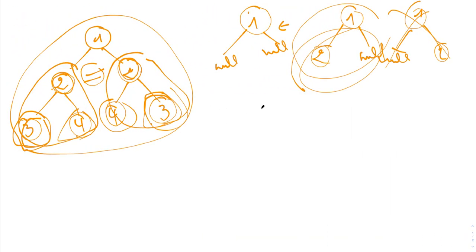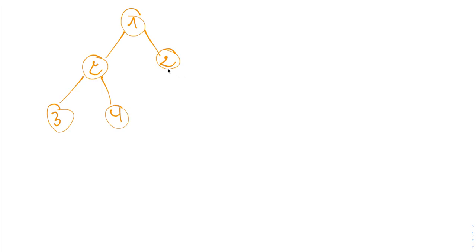Now let's see the iterative version. I'm going to draw the tree again. We have 1 here, we have 2, we have 2 again, we have 3, we have 4, we have 4, and we have 3. Now the iterative approach. The iterative approach is that we're going to traverse our tree level by level.